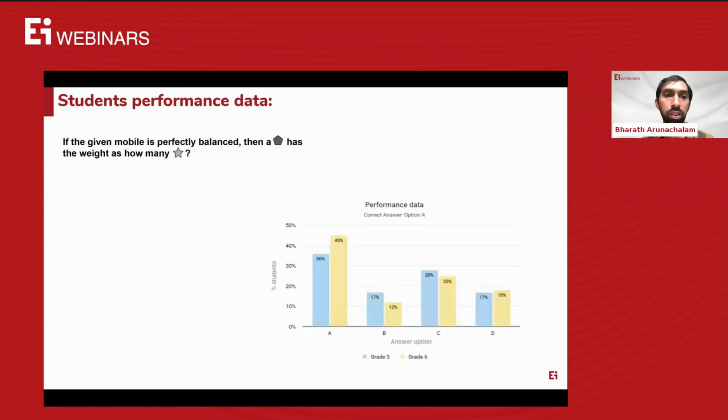So what do students say here? The answer is option A, 2. This is for grade 5 and 6. Here we see that grade 5 and 6 students have considerably answered option A as the right answer. But we also see a lot of students who have chosen option C as the right answer. It could be because there are 4 stars that are visually seen in that particular question.